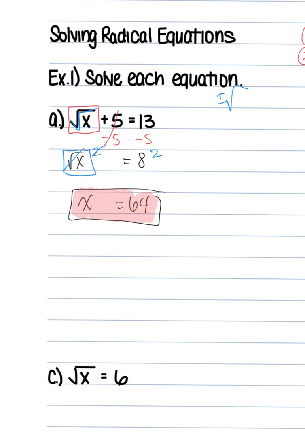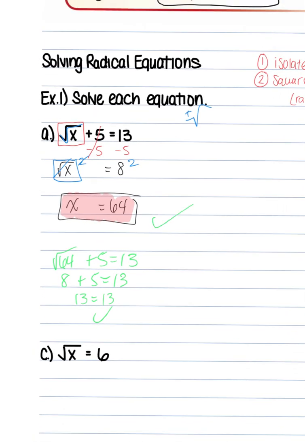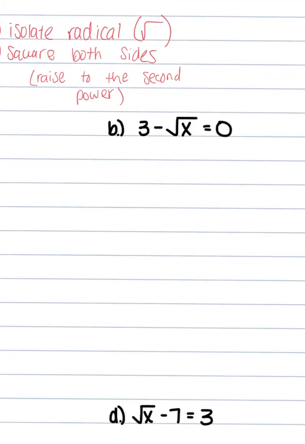So all we're going to do is take the 64 and plug it back in. You'll get the square root of 64 plus 5 equals 13. This will give me 8 plus 5 equals 13. 13 does indeed equal 13. We've checked it. It's not extraneous, so we're good to go, okay? Let's do another one. Let's do B.